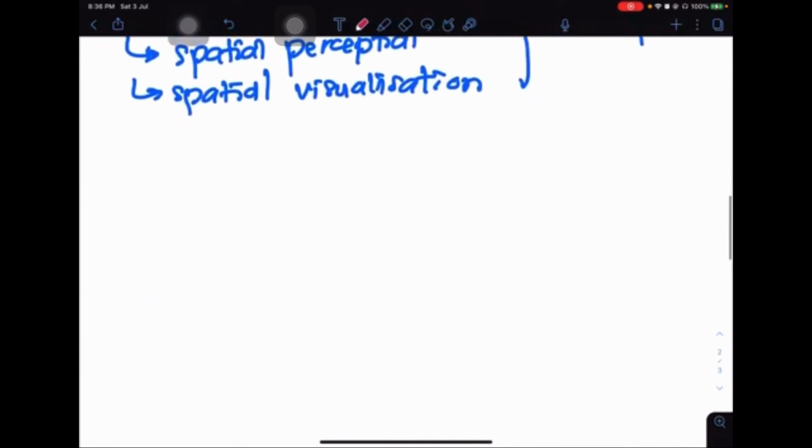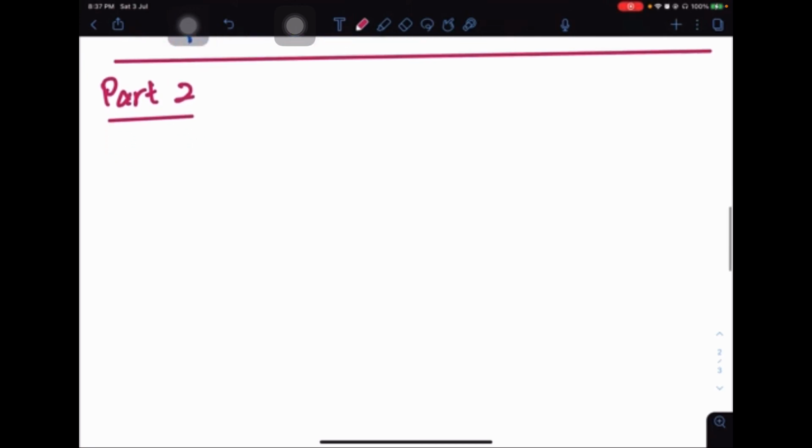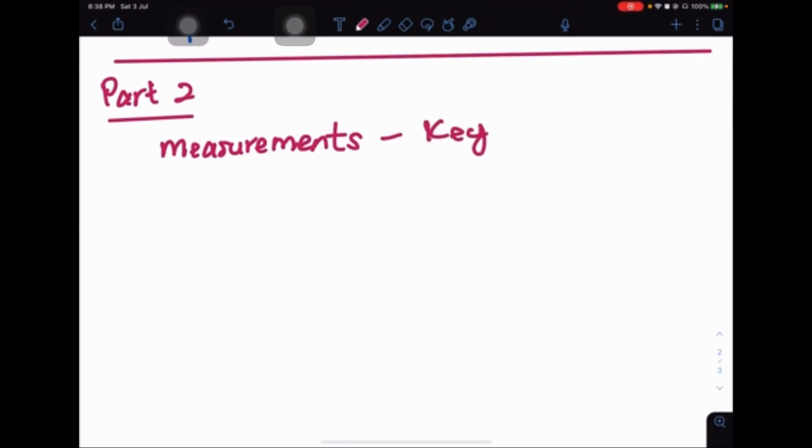All right. So after we have looked at the generic information for both measurement and geometry, this is part 2. Part 2 is where we discuss more on the subject itself. For example, for measurement, we look at some of the key ideas found in measurement.